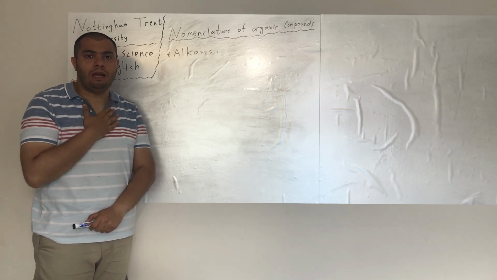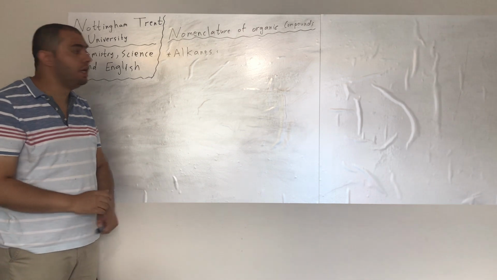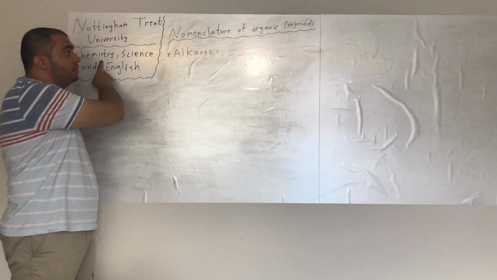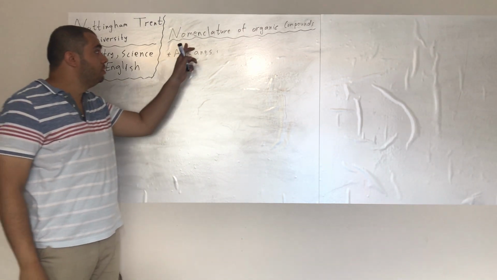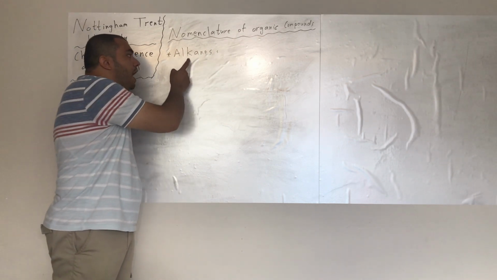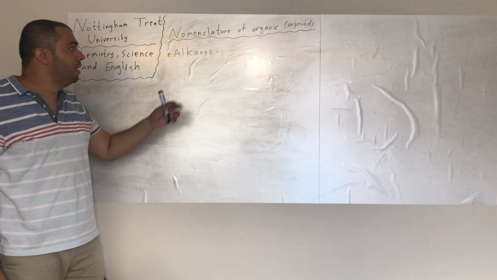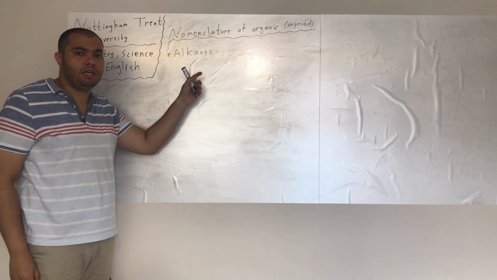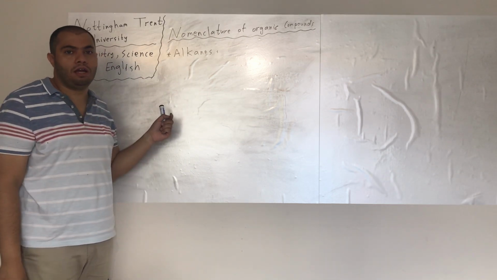My name is Mr. Badr Abdul Jabbar, and our lesson today is a chemistry lesson, which is about nomenclature of organic compounds and specifically alkanes. First of all, I will explain the lesson in English, then I will explain it in Arabic.